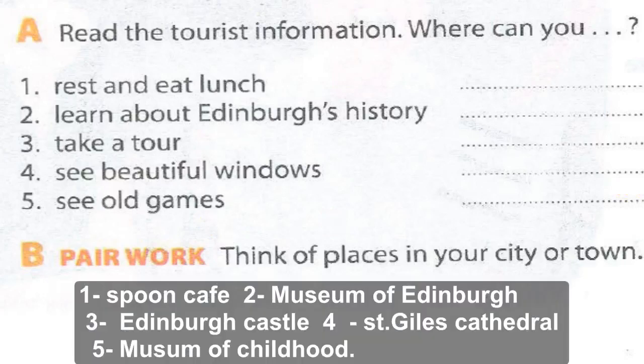Where can you see old, very, very old games? The Museum of Childhood. Again, the answers: number 1, Spoon Cafe. 2, Museum of Edinburgh. 3, Edinburgh Castle. 4, St. Giles Cathedral. 5, The Museum of Childhood. That's the end of Unit 30.